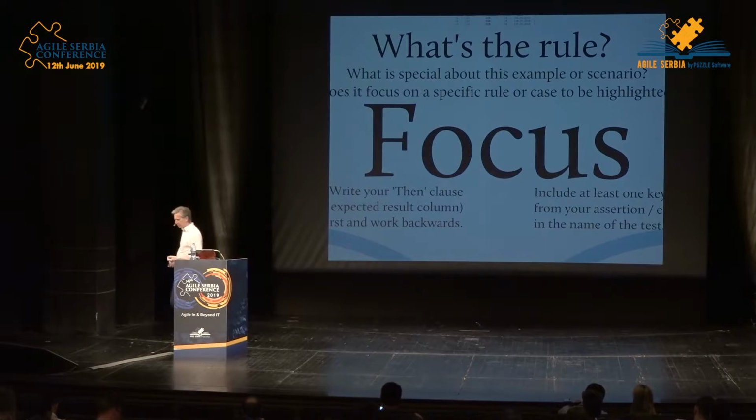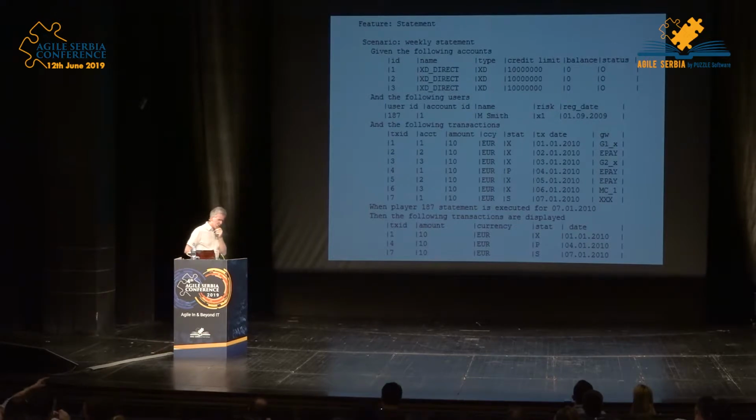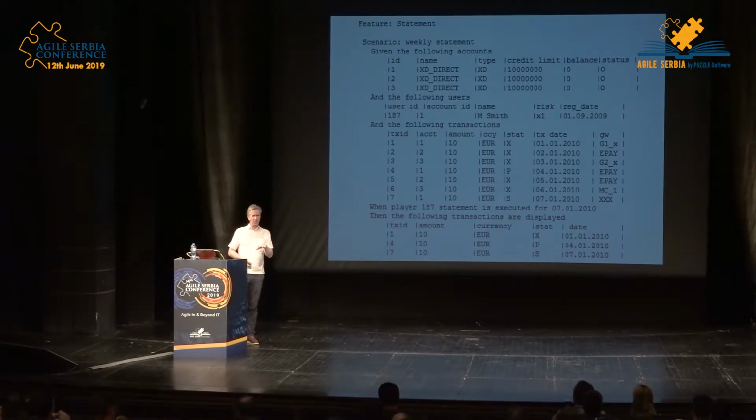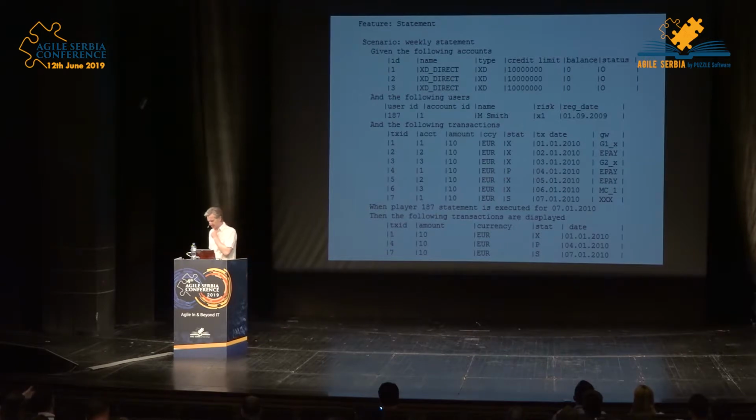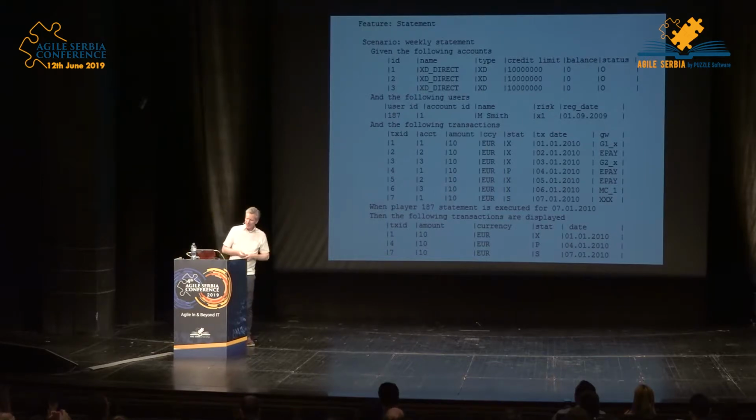The next one is about focus. So, gosh, here's another difficult one. I'm going to help you through this because this is not easy on the eyes or on the brain. It's called statement and the scenario weekly statement. So it's something to do with bank accounts and it's something to do with showing transactions in a statement. It's somewhat bizarre. There's a lot of repeated stuff in here. There's a lot of strange abbreviations. It's not clear what's going on. It's very difficult to see what is the actual rule or what's the thing we're specifying here.